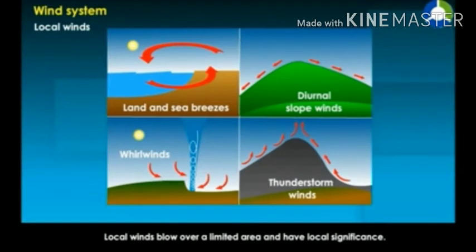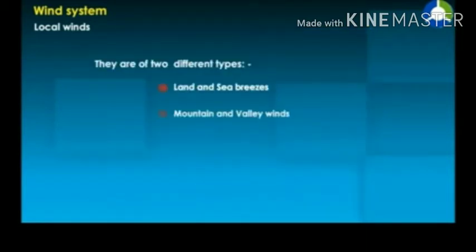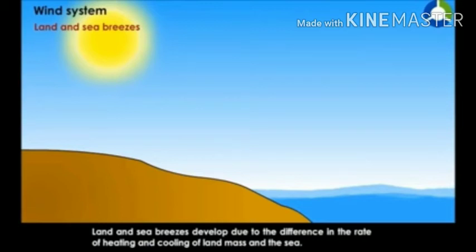The next is local winds. Local winds blow over a limited area and have a local significance. They are of two types, land and sea breezes and mountain and valley winds. Land and sea breezes. Land and sea breezes develop due to the difference in the rate of heating and cooling of landmass and the sea.